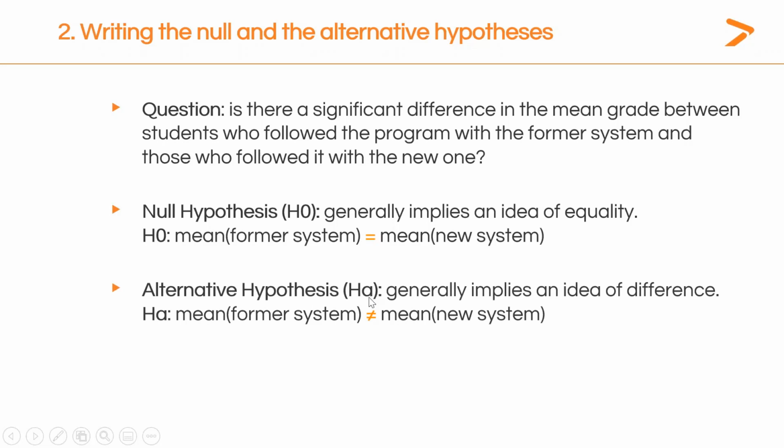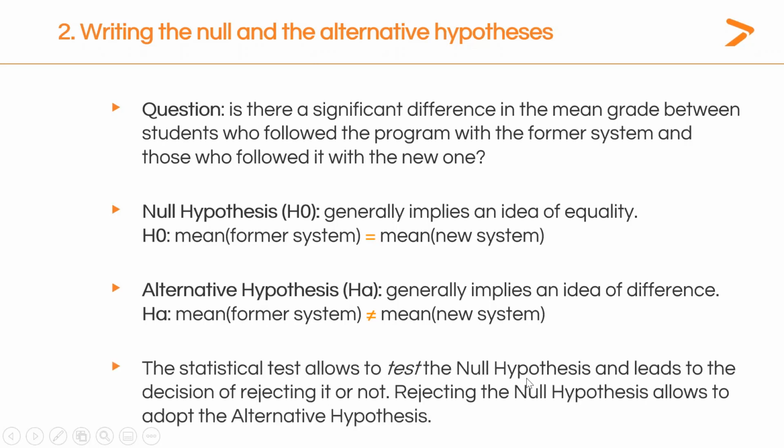The alternative hypothesis, or HA, generally implies an idea of a difference. So the mean of the former system is different from the mean of the new system. Those two hypotheses are opposed to one another, and the statistical test will allow us to test the null hypothesis and leads to a decision of rejecting it or not. If we ever reject the null hypothesis after the statistical test computation, we can accept the alternative hypothesis while taking a certain amount of risk of being wrong.